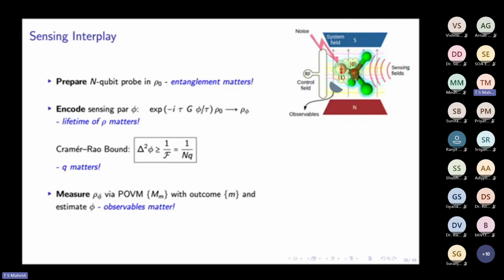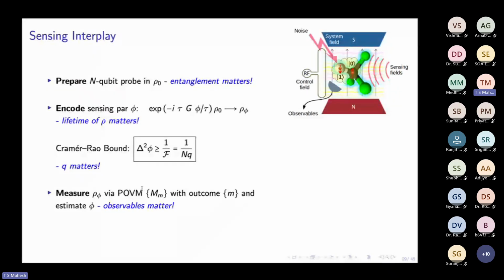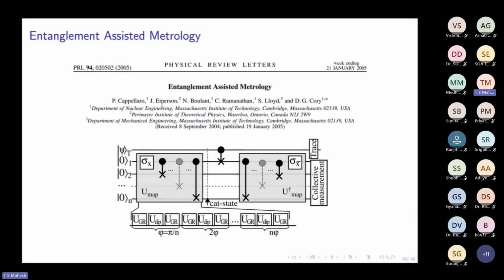And you have to measure the right observables. You have to choose the right POVMs, and then you get the signal. So observables matter. You see, there are many things, and it's a complex interplay of all these things which gives rise to the best sensing. And this has not been experimentally studied in detail, so we decided to study this problem. But small scale demonstrations were already there.